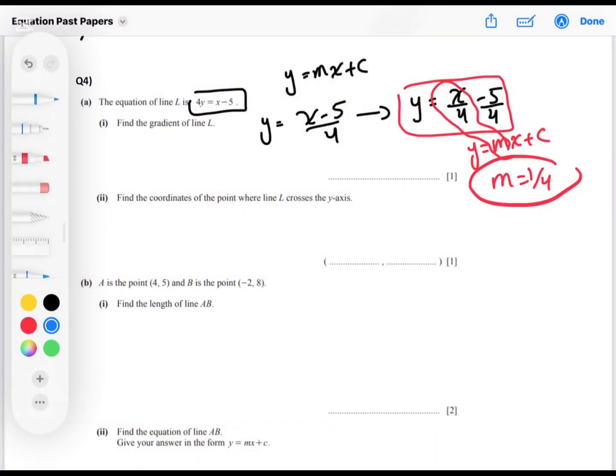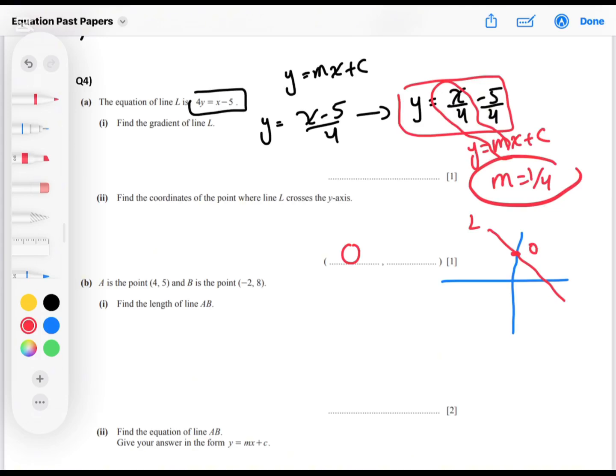Now, in the next part, the question is to find the coordinates of the point where line L crosses the y-axis. What does it mean? We have the x and y-axis in the graph, and we have to find the point where L crosses the y-axis. When the line crosses the y-axis, x will be 0. So you have to put x as 0.